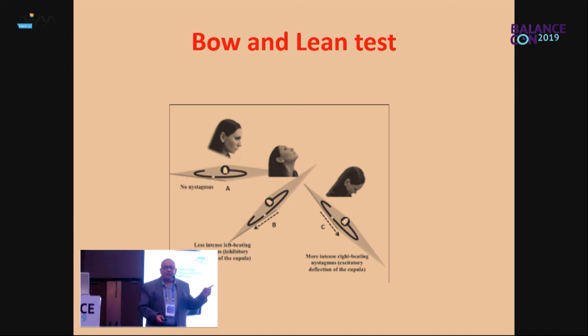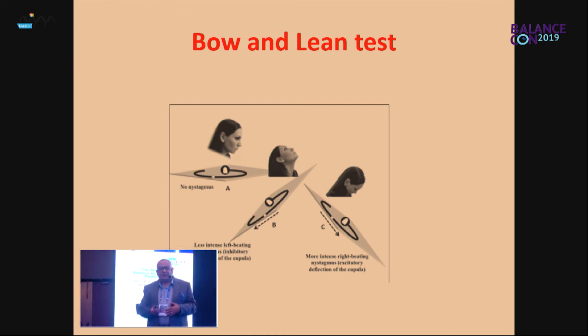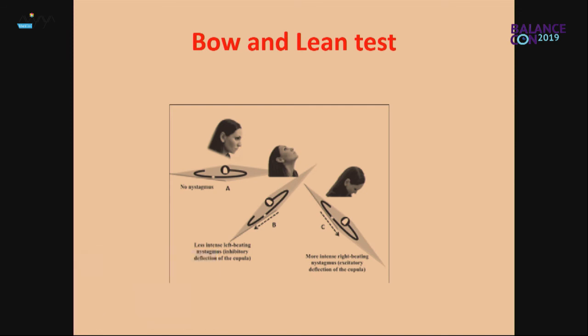Sometimes, like last week, I had a patient in a wheelchair, very hard to bring to the bed. So we tested for a horizontal canal with the bow and lean test. You can do it while the patient is in a wheelchair or sitting. You bring the head 30 degrees down, then wait and see, then the neutral position, and then head extension, and see if the nystagmus changes its direction.